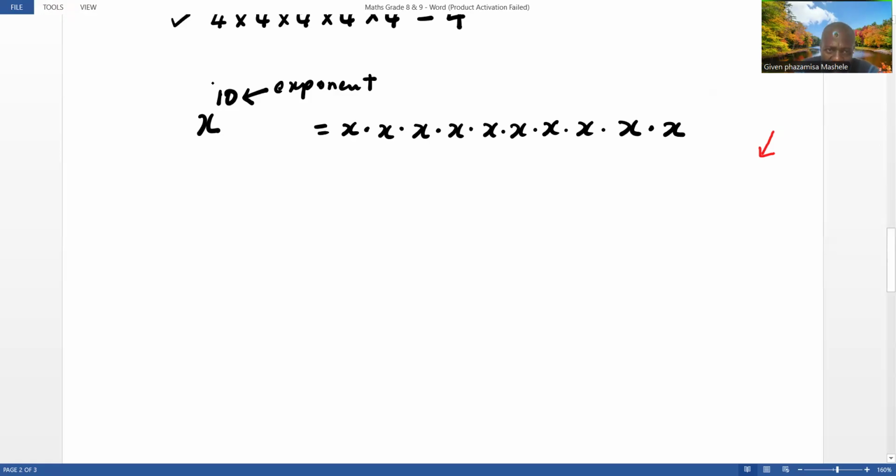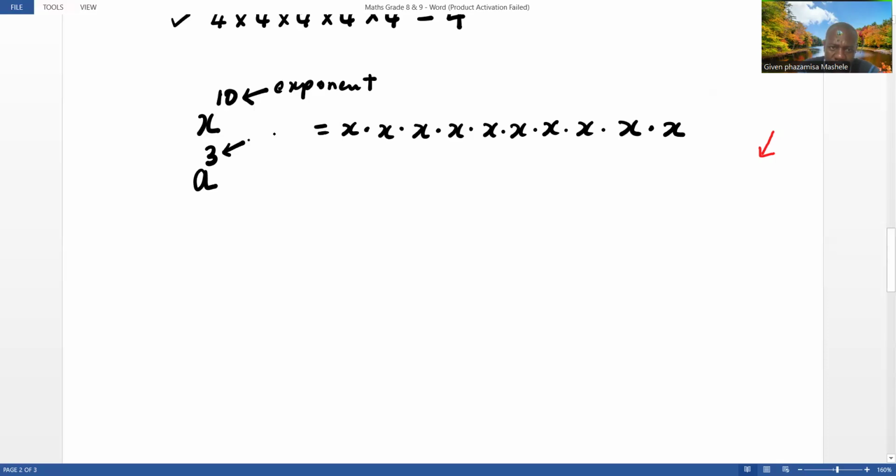The exponent tells us how many times we multiply the x by itself. It can be a number or it can be a variable. Imagine we have a to the power 3 at the top. What is our exponent? Our exponent is 3.